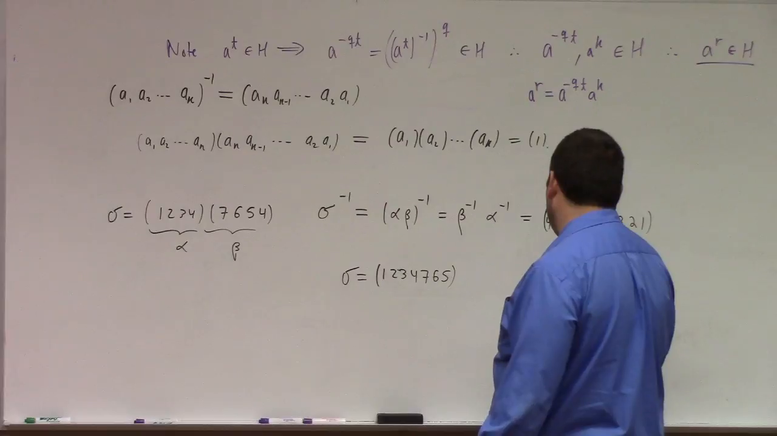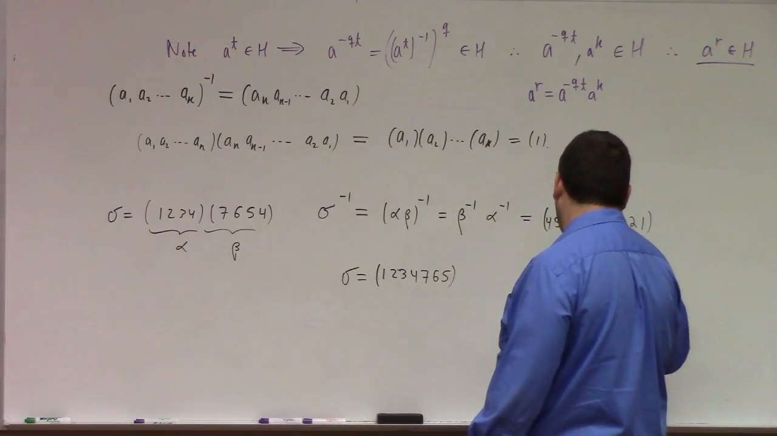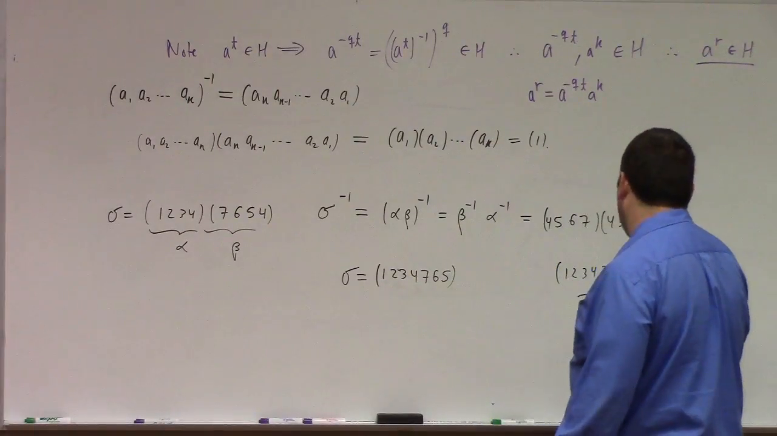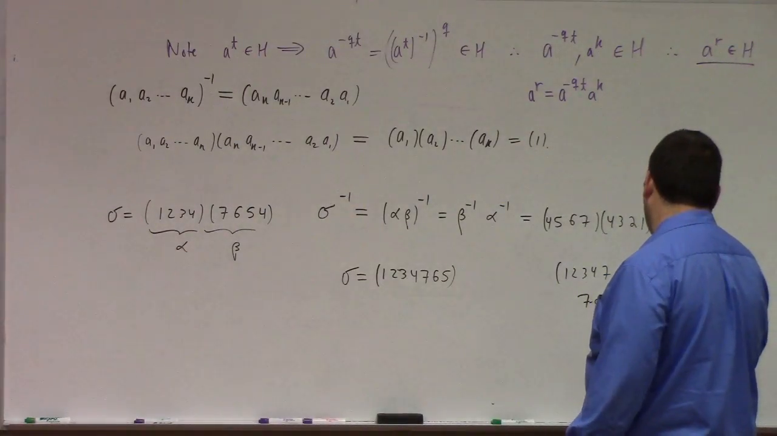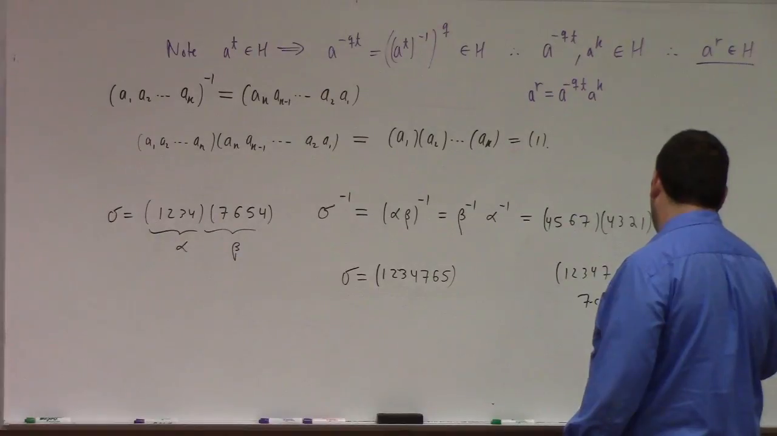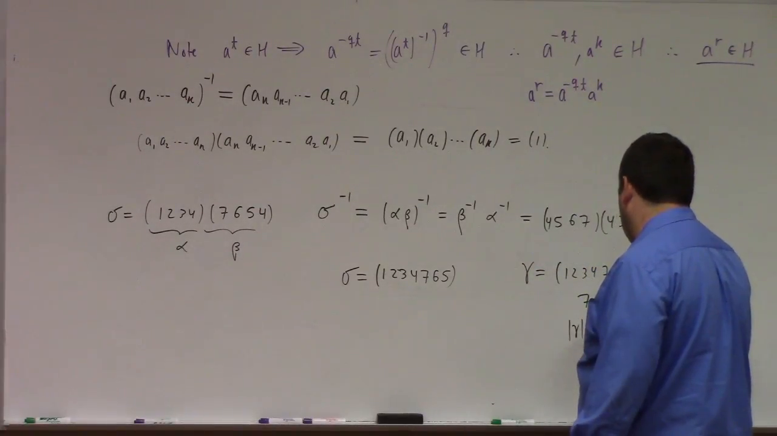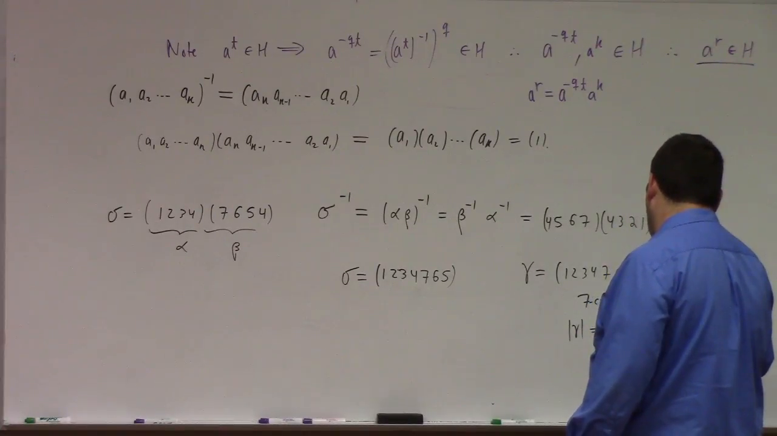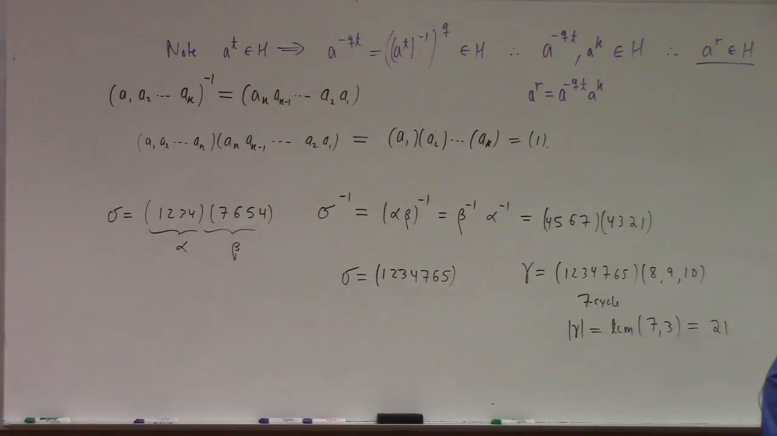So, if I had 1, 2, 3, 4, 7, 6, 5, which is a 7-cycle, and suppose I also had 8, 9, 10, then if this was a permutation, the order of gamma is the least common multiple of 7 and 3, which is 21.